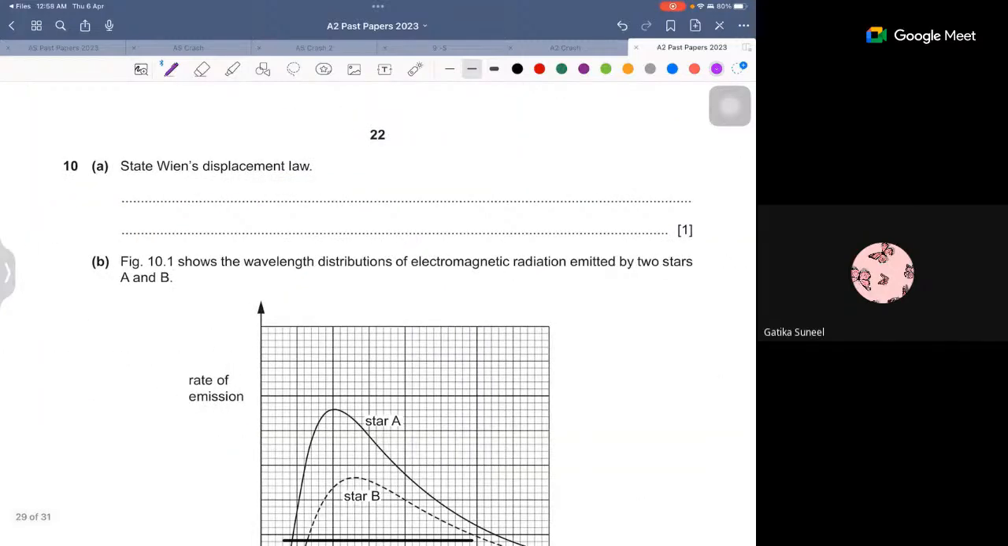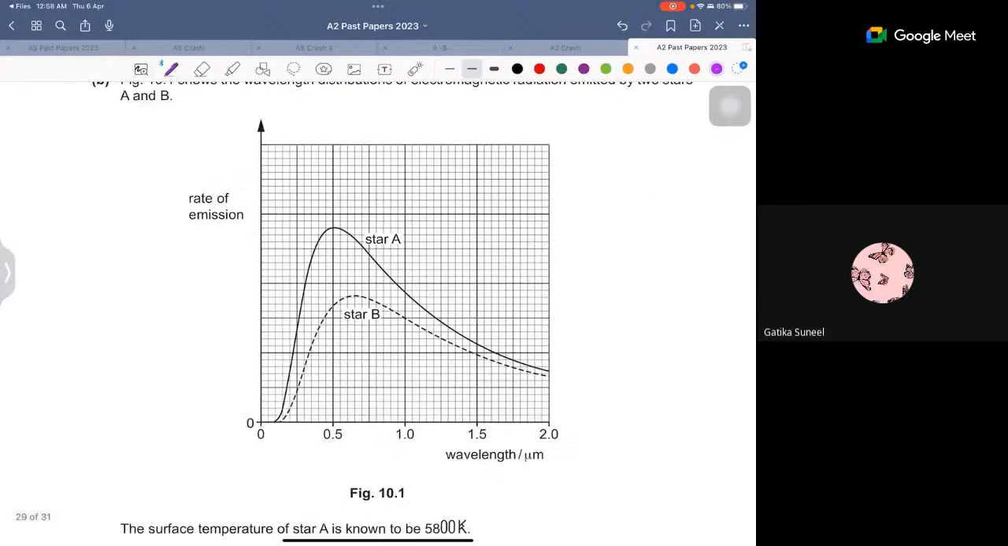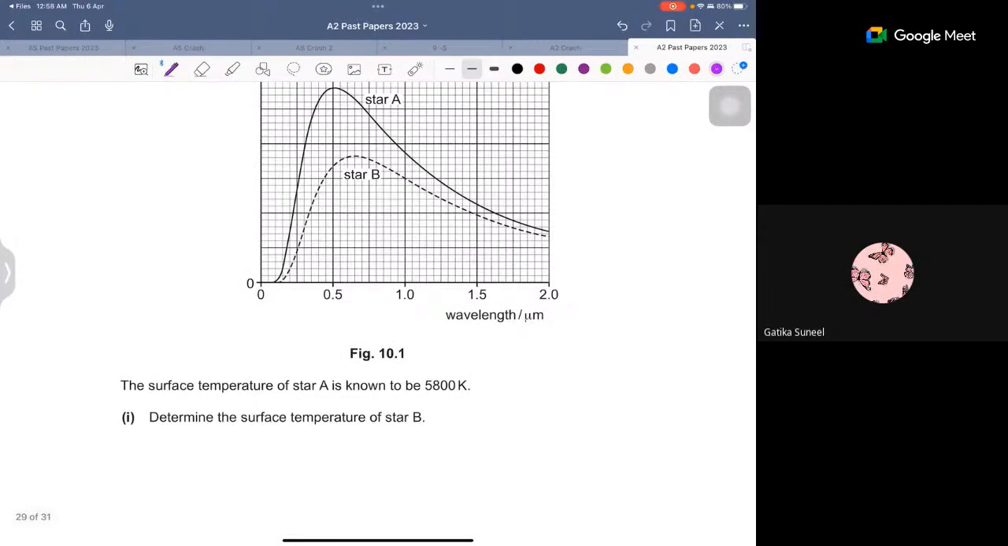Okay, now, Wien's displacement law. The maximum wavelength, the wavelength of maximum intensity, is inversely proportional to thermodynamic temperature. So it's basically lambda max is proportional to 1/T, and they've given 2 stars. We have done this question recently, so it's easy.